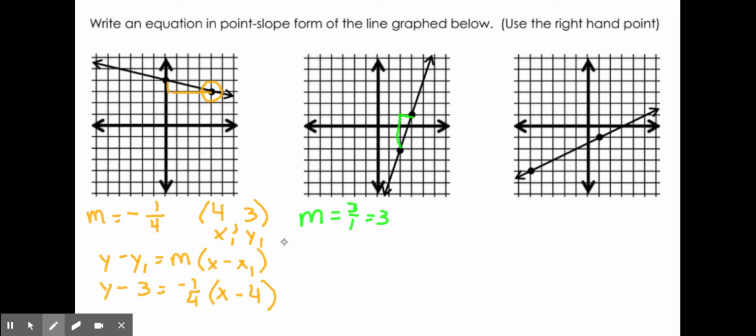All right, if you looked at your slope triangle, you should have gotten 3 over 1. It has positive slope and we want to simplify 3 over 1 to 3. Okay, we're going to use the right hand point. So that's the point over here. I want you to write in the coordinates of the point we're going to use.